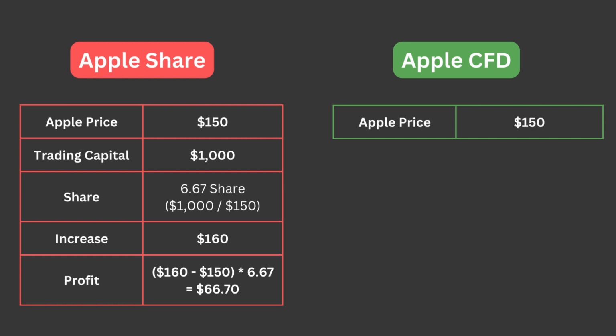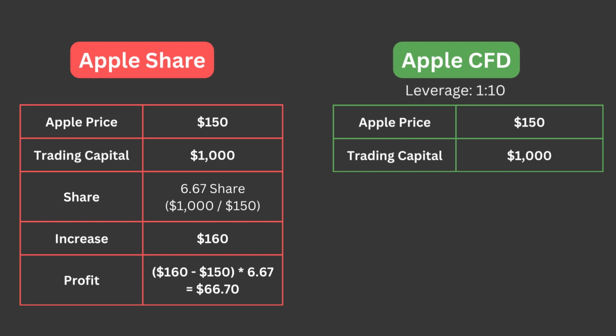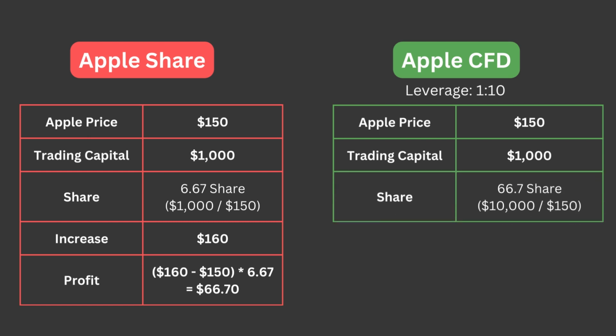Alternatively, you can trade Apple CFDs with the same $1,000 capital. Let's assume the CFD broker offers a leverage of 1 to 10, meaning you can trade with 10 times your initial investment. With a 1 to 10 leverage, your total trading capital becomes $10,000. You decide to open a long CFD position on Apple shares, speculating that the price will rise. Each CFD contract represents 1 share of Apple. If the CFD price reflects the market price accurately, you can buy approximately 66.67 CFD contracts.